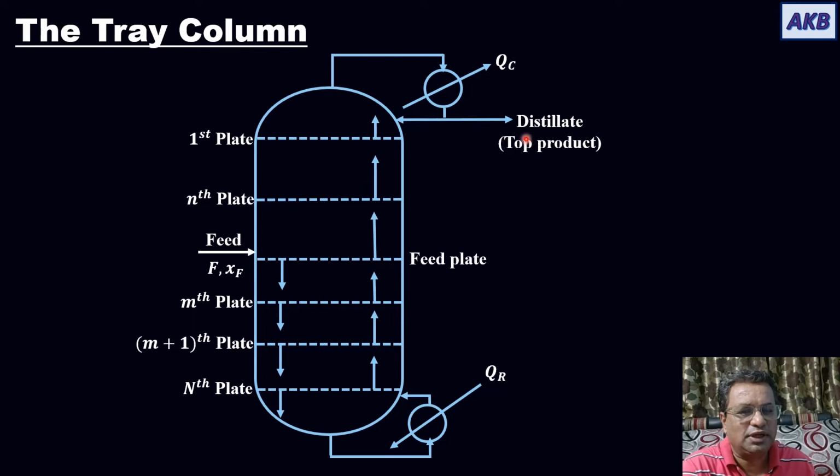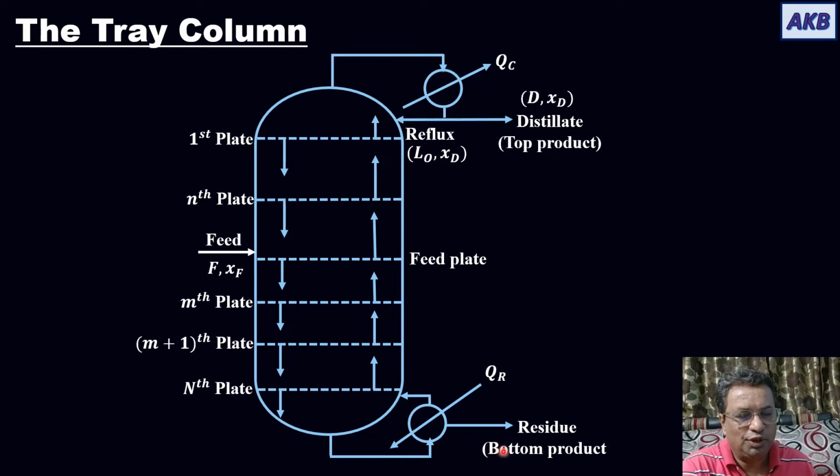One is taken out as the distillate or the top product, and these are the flow rate, and I'll talk about it, what is D and XD. And then the other part of the condensate is sent back to the column as reflux, and then this reflux flows down and adds to the liquid, that is adds to the feed that is coming on the feed plate, and this process continues. From the reboiler we are taking out the residue or the bottom product, and it will be identified by these parameters. We will talk about this shortly.